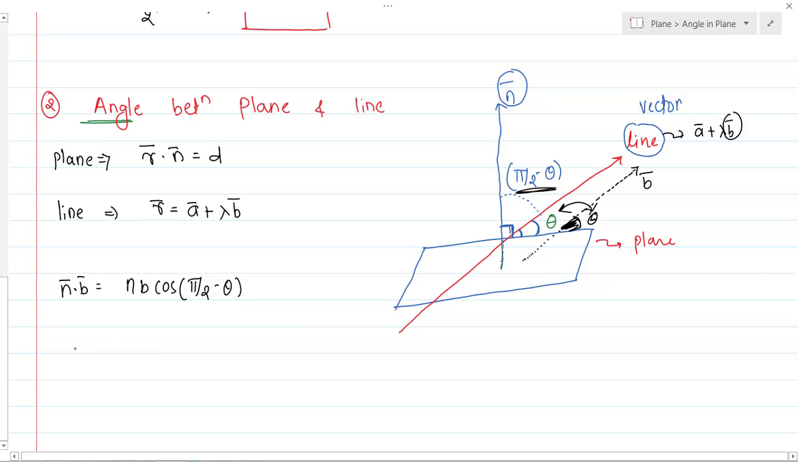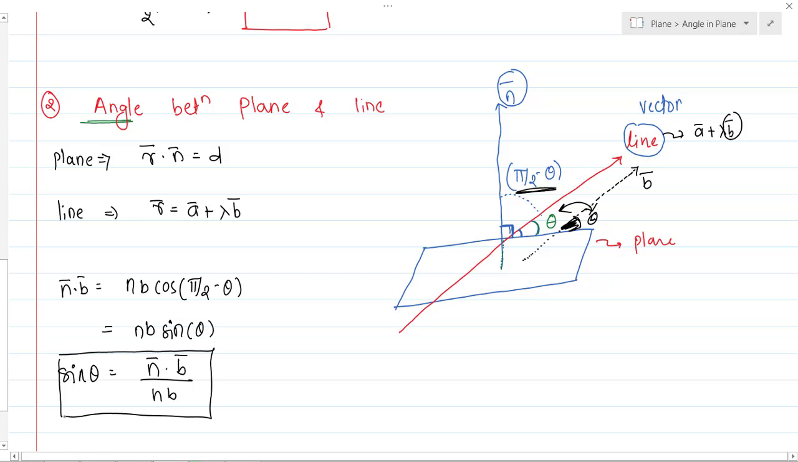So what is cos of pi by 2 minus theta? This is nothing but sine theta. So this becomes sine of theta. So sine theta is equal to n bar dot b bar upon n into b. So this is the final answer for the angle between the line and plane.